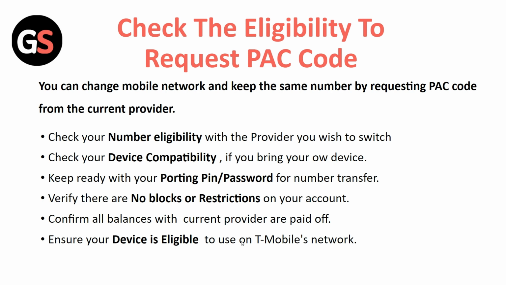So let's start. We have to check the eligibility to request your PAC code. You can change mobile network and keep the same number by requesting a PAC code from the current provider. So you have to check your number eligibility from the provider you wish to switch to, and check your device compatibility if you bring your own device. Keep ready your porting PIN and password for the phone number transfer. Then verify there is no blocker or restriction on your account. Then confirm all the balances with the current provider are paid off, to ensure your device is eligible to use on the T-Mobile network.